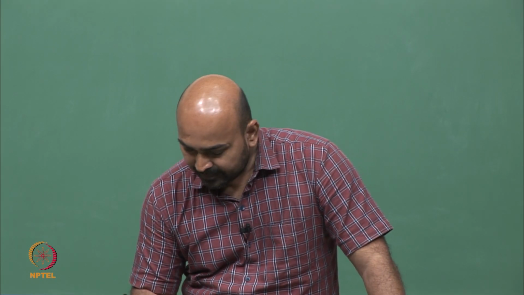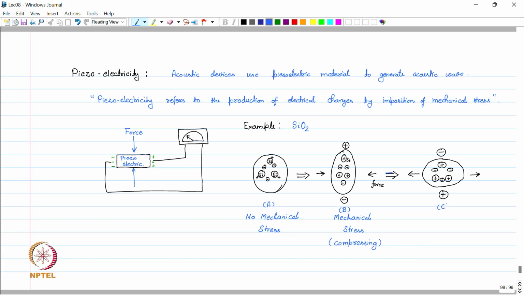So, this is case C, where the mechanical stress applied is expanding. This is the process that happens in materials which show this piezoelectric property. Based on the applied force, they develop this electric potential.